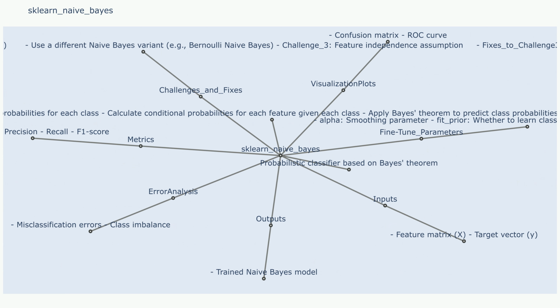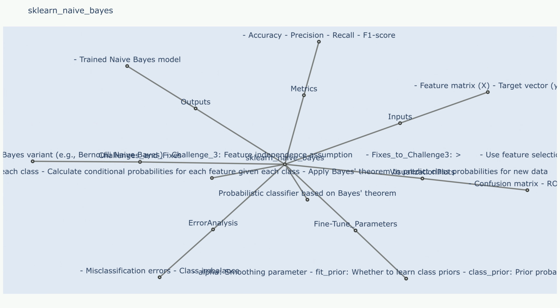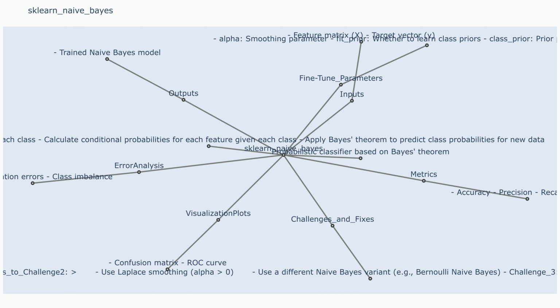Fine-tune parameters. Alpha, the smoothing parameter for the probability estimates. A higher value of alpha corresponds to stronger smoothing, which can help to prevent overfitting, especially when there are few samples in the training data. Fit prior, a Boolean value that determines whether to learn the prior probabilities of each class from the training data. If set to false, the prior probabilities are assumed to be equal for all classes.